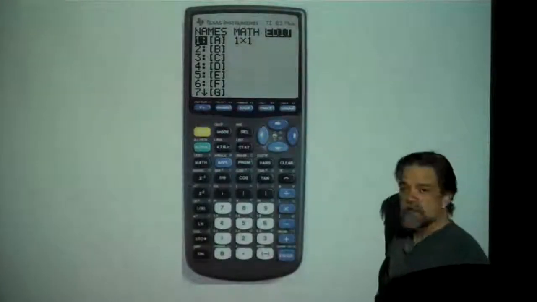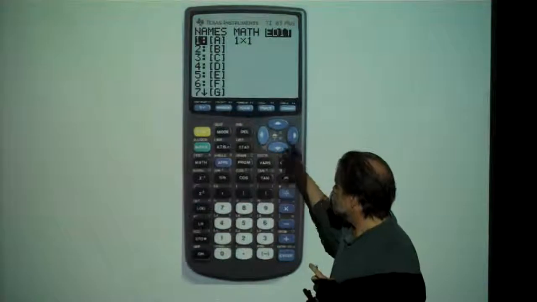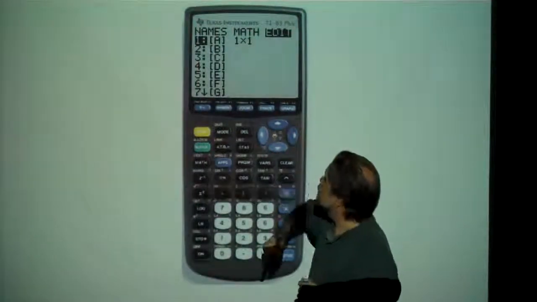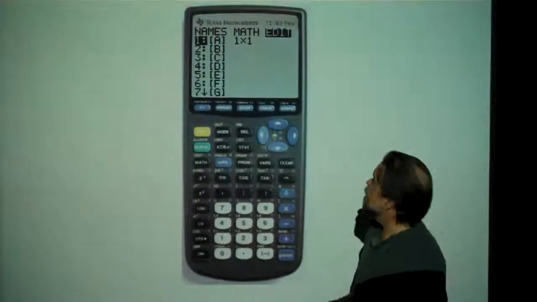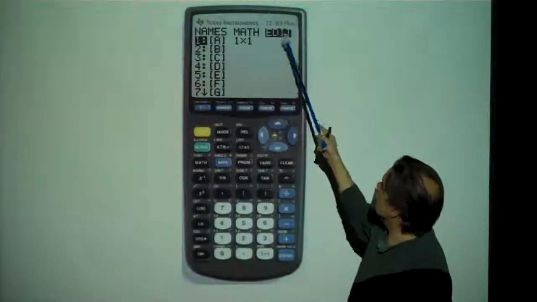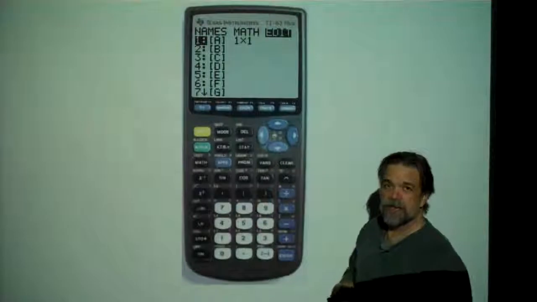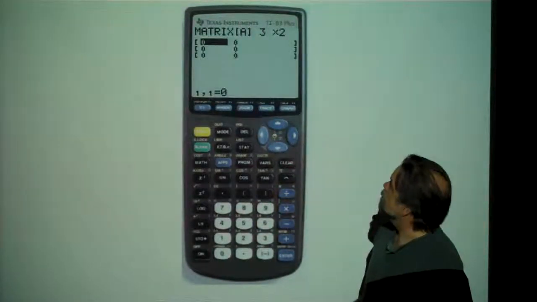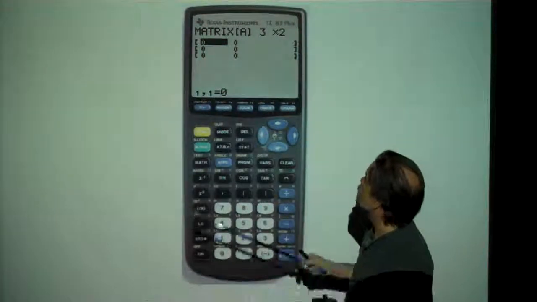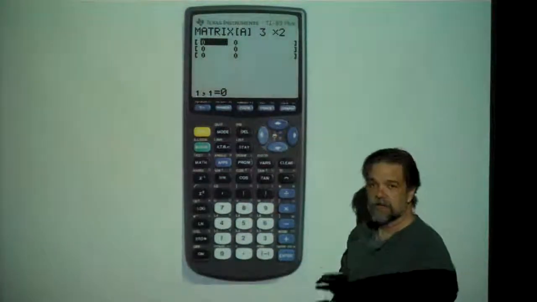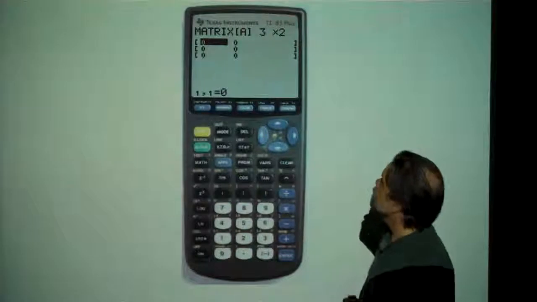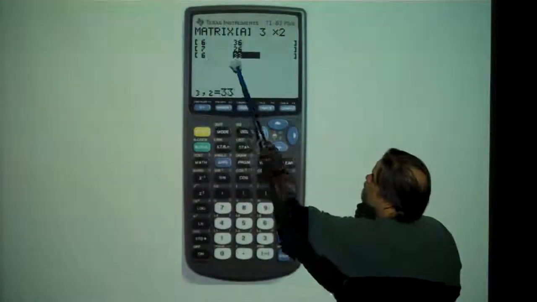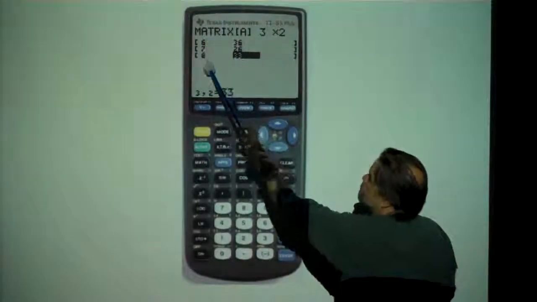Okay. On your calculator, go to matrix. Okay, it's second, and then this button right there. Okay? And what you do is take your cursor over to edit, and we're going to edit the A matrix. And what we're going to do is, there we go, we call it a 3x2 matrix, because we have 3 rows and 2 columns, and then in this part right here, we fill in the data that we have, okay?